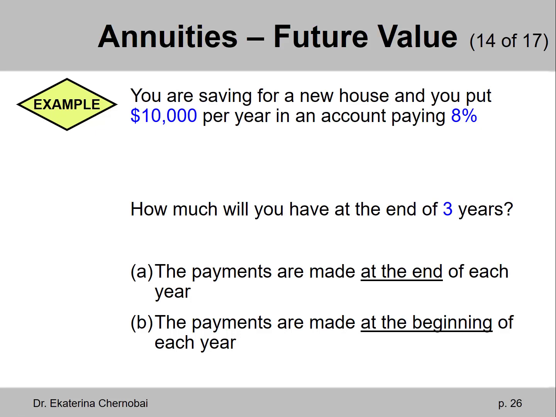Another example. You're saving for a new house and you put $10,000 per year in an account paying 8%. How much will you have at the end of 3 years? A. The payments are made at the end of each year. B. The payments are made at the beginning of each year. Let's see if it makes any difference, and if so, how much of a difference.